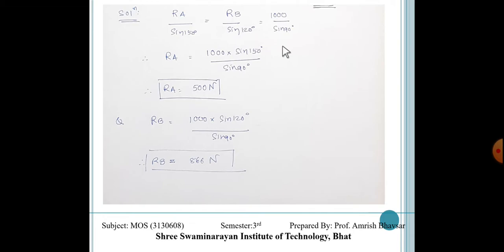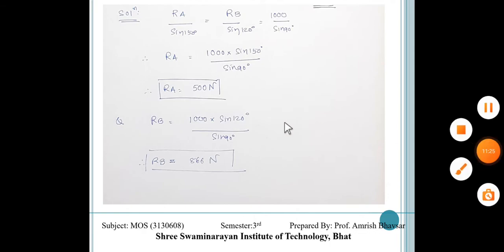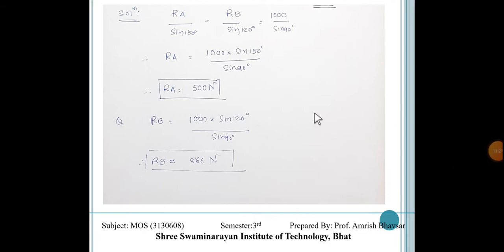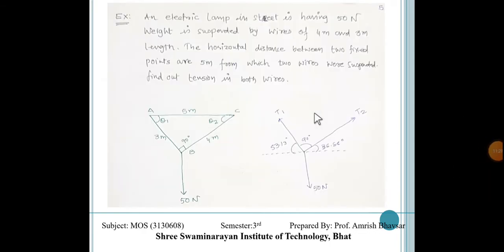All of you, I think you can understand that this is simple. We just need an idea of how to draw the free body diagram. Then afterward we can calculate all these things in a simple way.